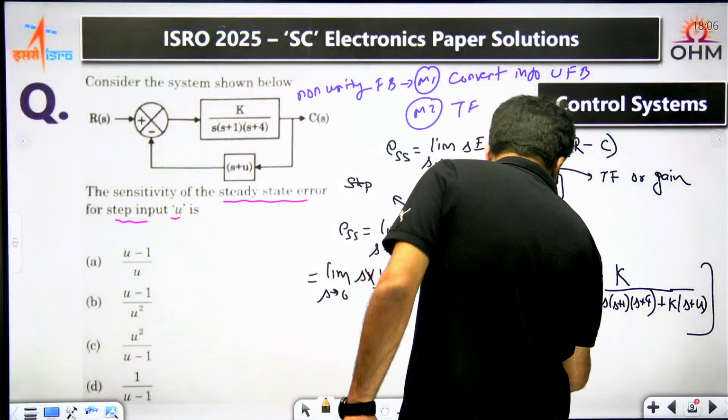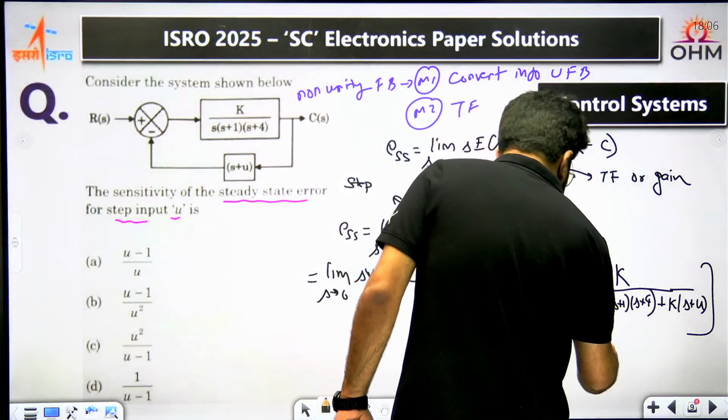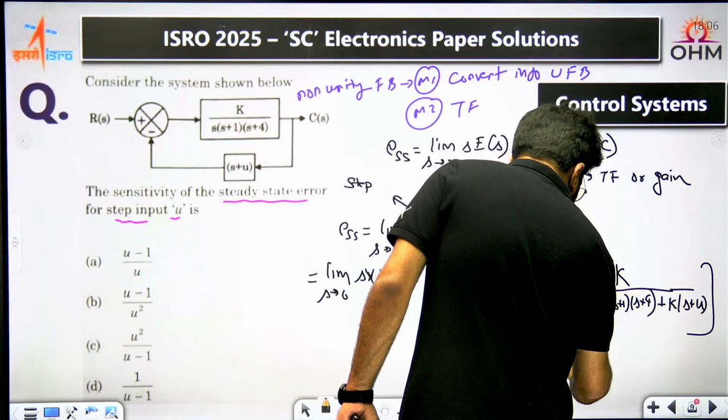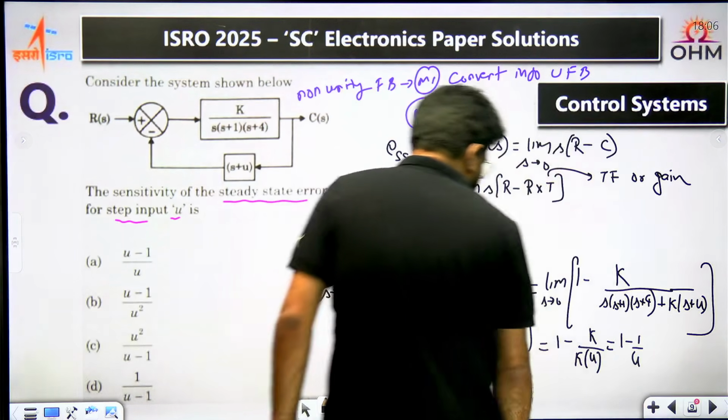Now I am going to put s tending to 0, 1 minus, now s tending to 0, k upon this entire term, 0 multiplied by 0 divided by k into u. So k cancels, 1 minus 1 by u. Yeah, that is the error, 1 minus 1 by u.